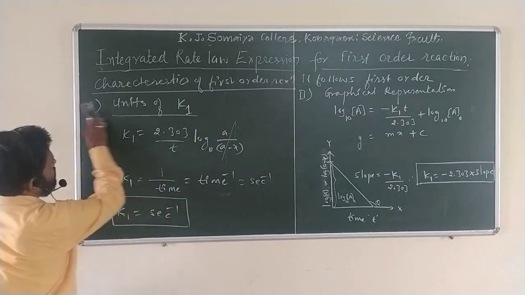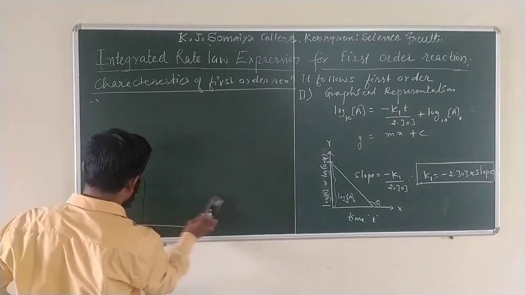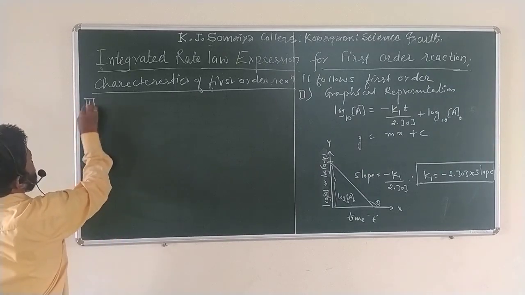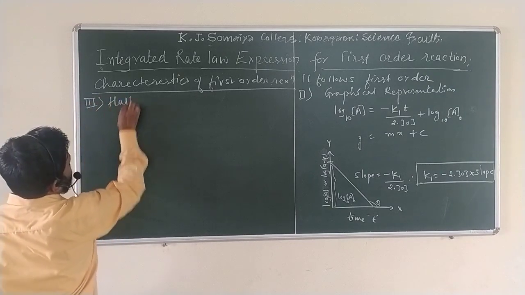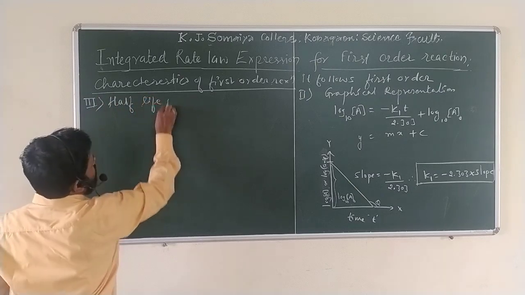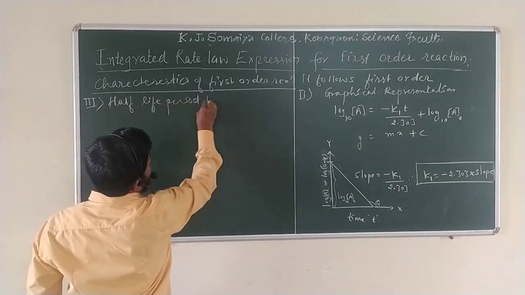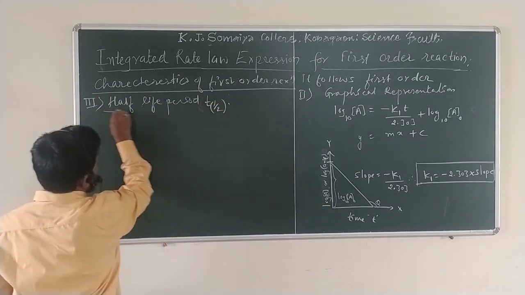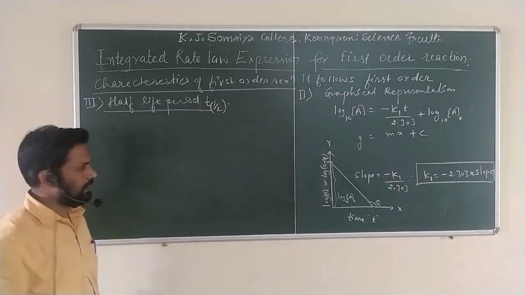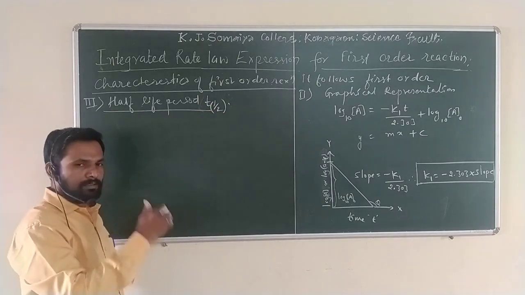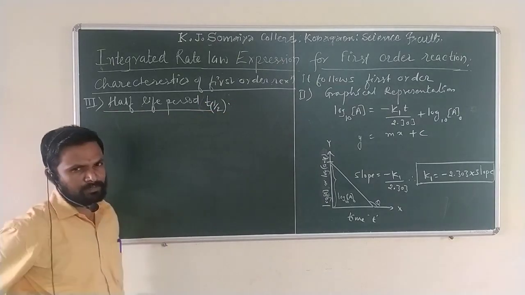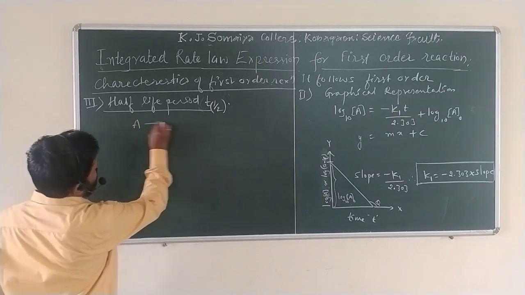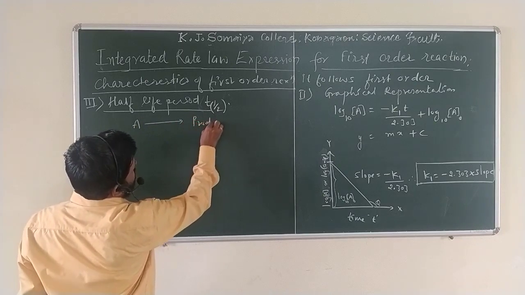Okay. Now, the third one, it is very simple: the half-life period. As we studied in the previous lecture, the half-life period is T half. What is half-life? As we studied in yesterday's lecture, the half-life period is the time required to complete half of its initial concentration, meaning 50%. As we know, this is the reaction, A to the product.